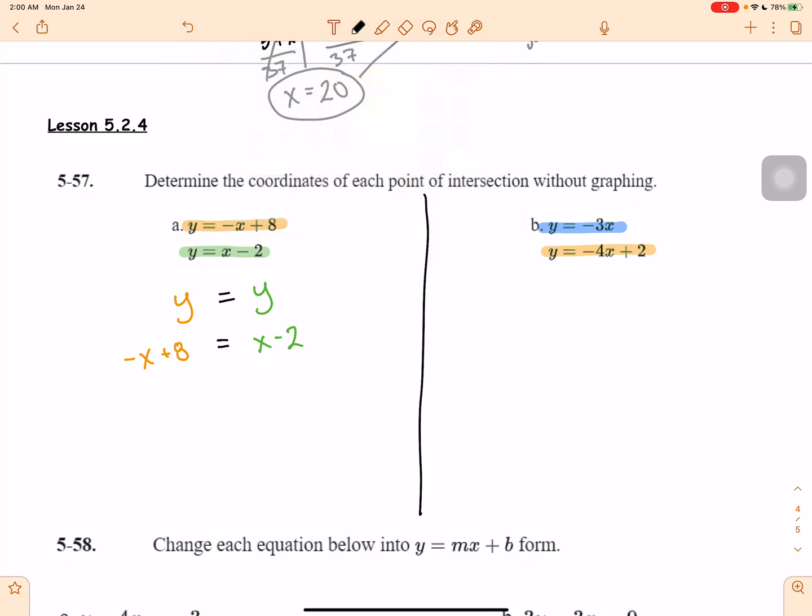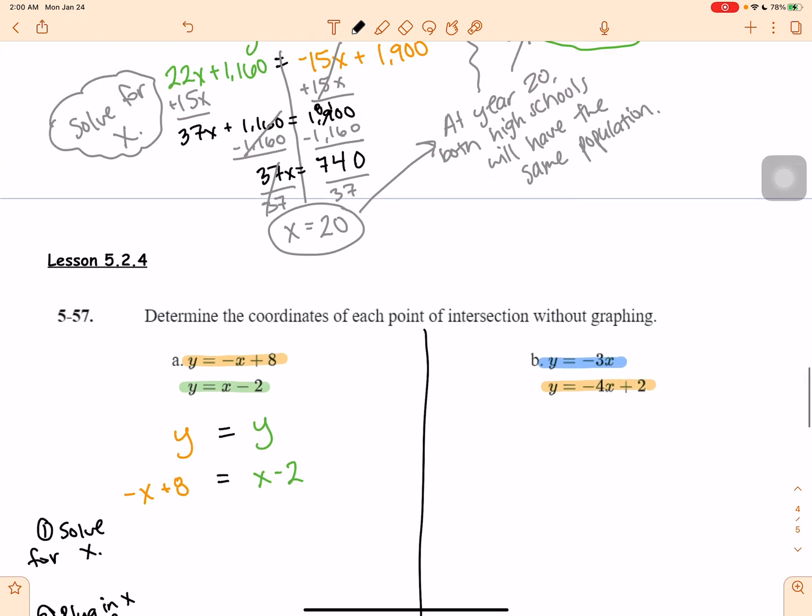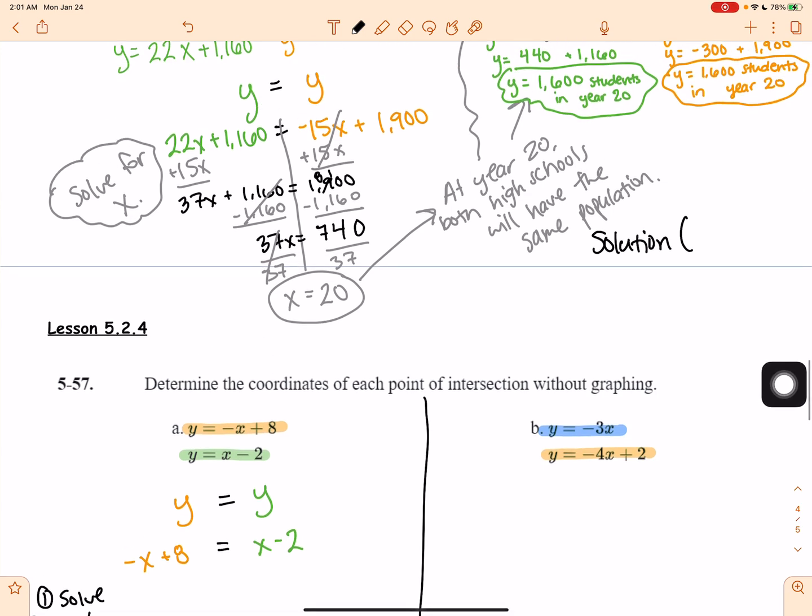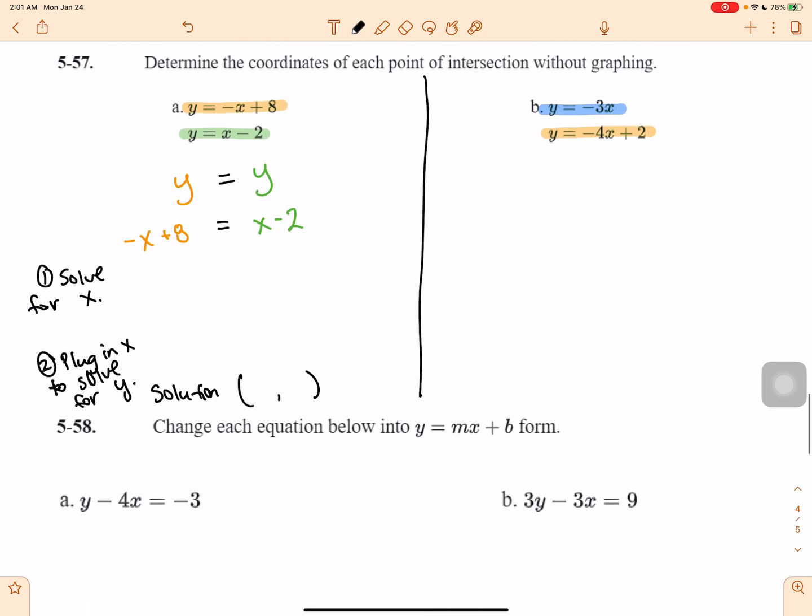So your first step is solve for x. And your second step is plug in x to solve for y. And the way that you write your final solution is as a coordinate like this, okay? So like up above, if this wasn't a word problem where I explained it in words, the solution as a point would be 20, 1,600. That would be my x, y. Okay, and then you do the same thing to the problem on the right.